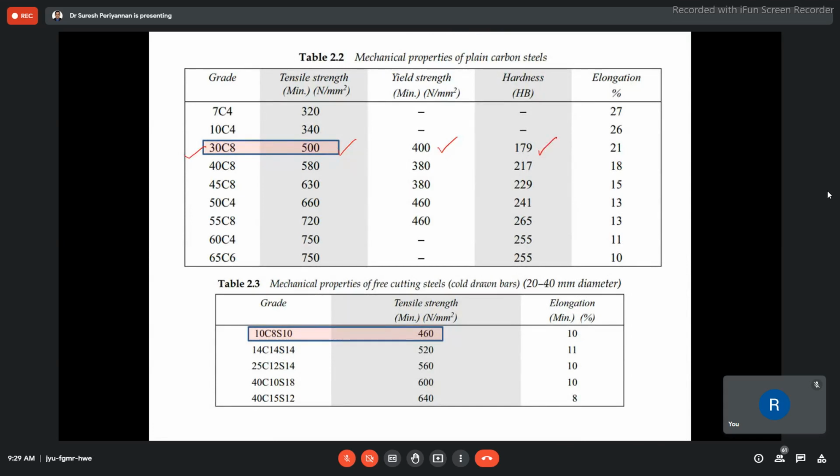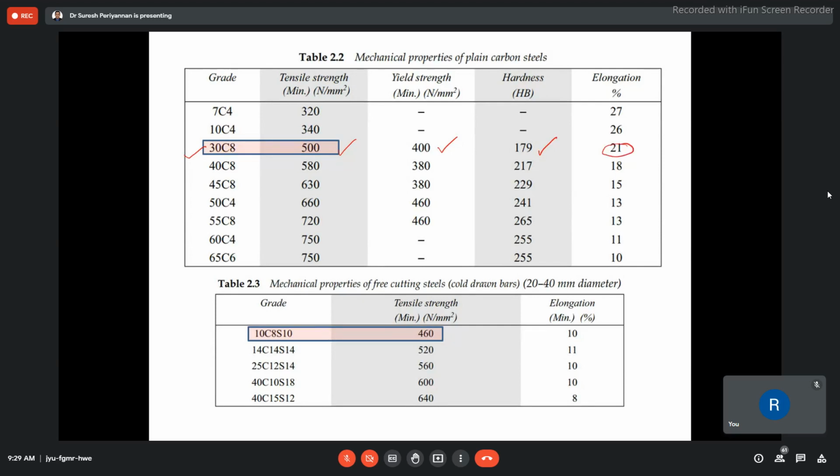See one more thing here. Most of the tables mention the tensile strength. Is it tensile strength or ultimate tensile strength, 500? Is it tensile strength or ultimate tensile strength? Minimum tensile strength. Yes. Okay. And the elongation is 21.